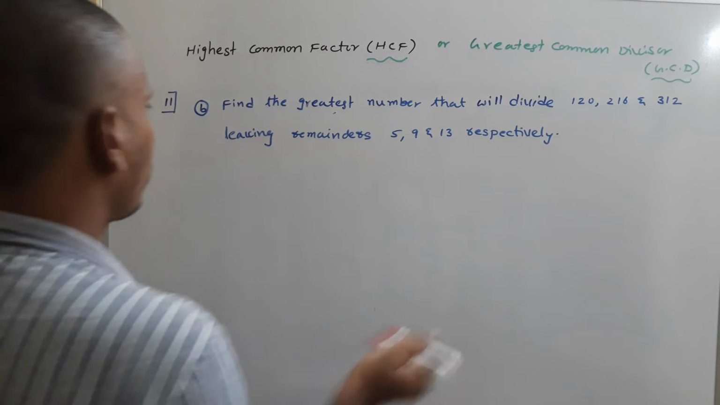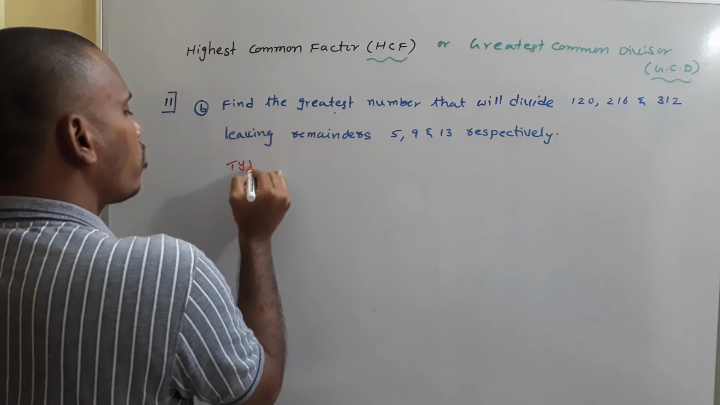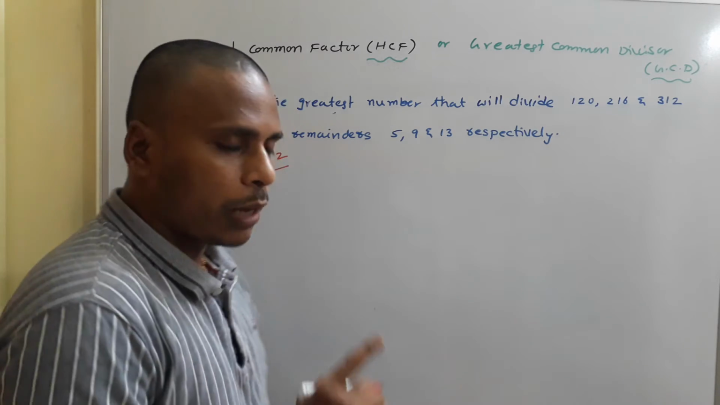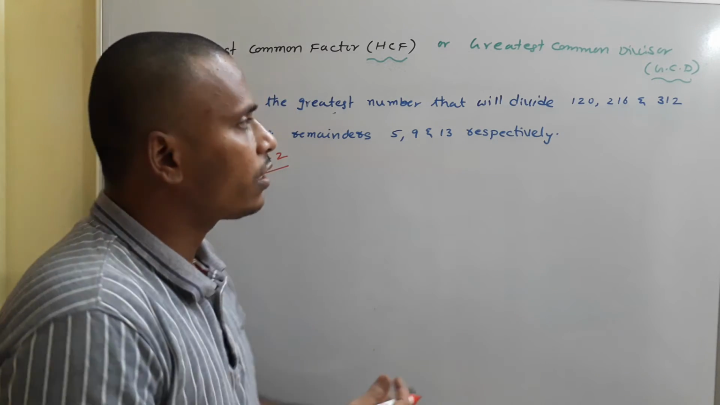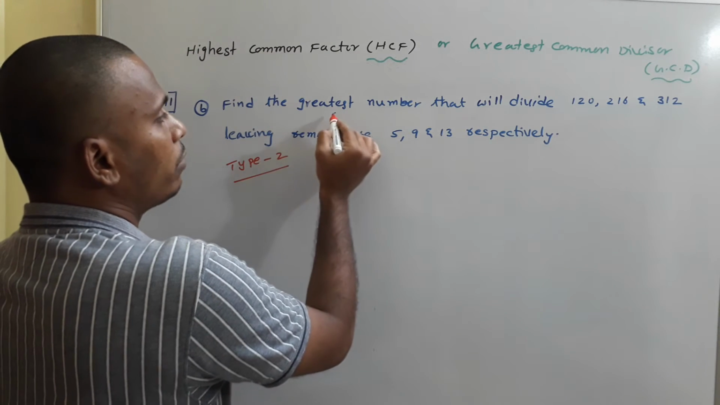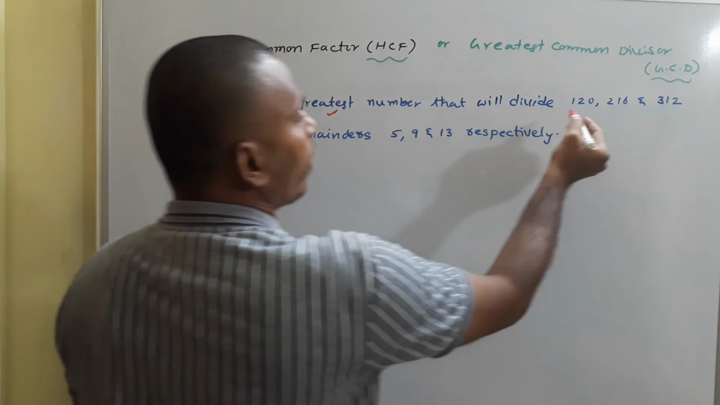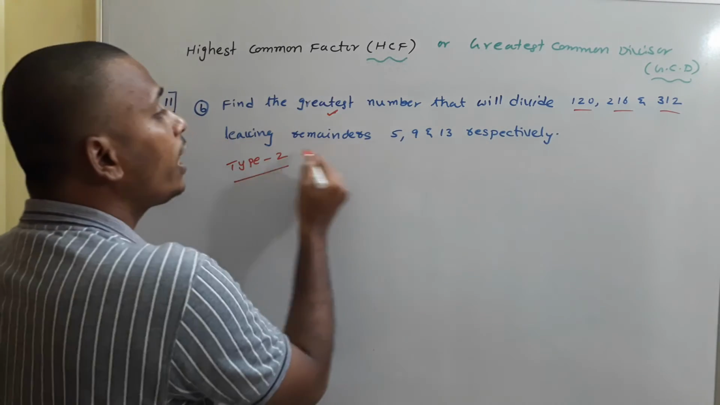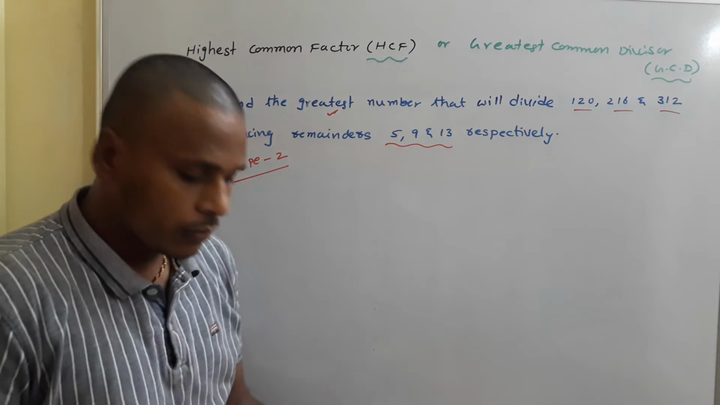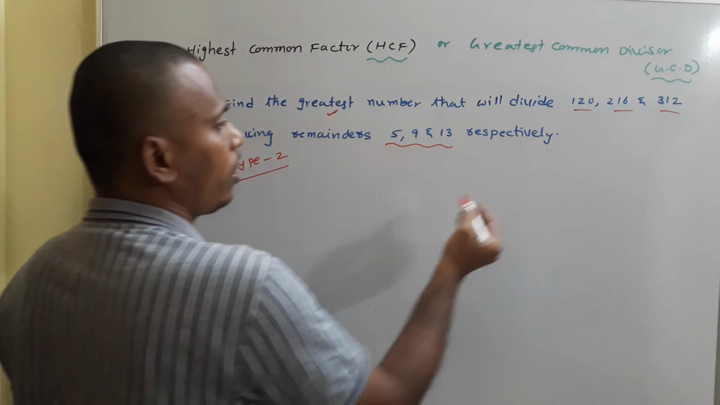Next one, this is type 2. You just observe the problem and analyze the question. For the previous type 1, we need to find the greatest number that will exactly divide. But here, find the greatest number that will divide these three numbers, leaving the remainders 5, 9 and 13 respectively. What does it mean? First of all, you just try to analyze the question.